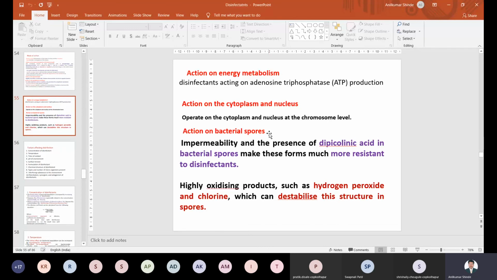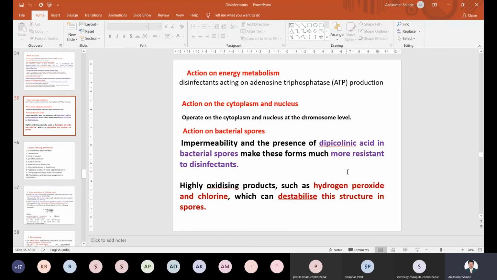So why can't the spores be killed? Because of the presence of dipicolinic acid in the bacterial spore. Understand? Because of this dipicolinic acid, the disinfectant solution does not penetrate the cell wall, and since it does not penetrate, there is no question of distorting the spores. The dipicolinic acid in the bacterial spore is one of the important aspects that makes the cell impermeable. So no antibacterial agent can penetrate the bacterial cell, and there is no question of destroying it. It makes them more resistant to the disinfectant solution.